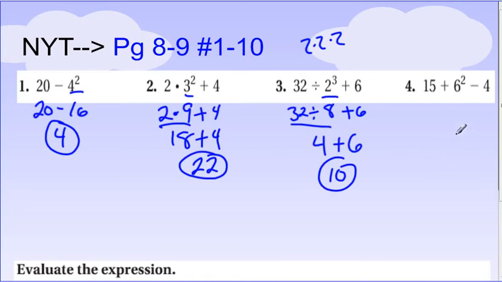Number 4, add, exponent, subtract. Exponent first. 6 times 6 is 36. Add or subtract, left one first. 15 plus 36 is 51. I was adding in my head. 51. And then 51 minus 4 is 47. Is that right? Yes, it is. 47.